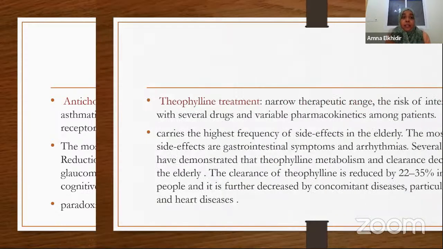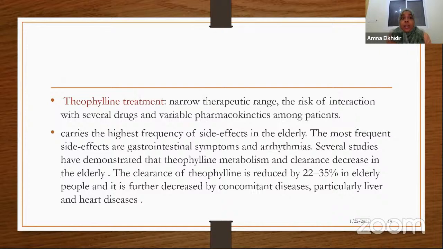Regarding theophylline in geriatric asthma, this drug has a narrow therapeutic range, which may make it least favorable for managing geriatric asthma. It interacts with several drugs, and the pharmacokinetics differ from one patient to another. It carries the highest frequency of side effects in the elderly, which are GIT symptoms and arrhythmias.